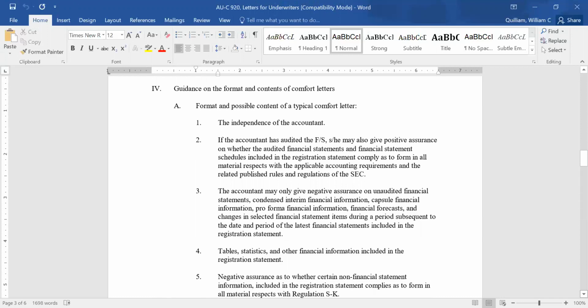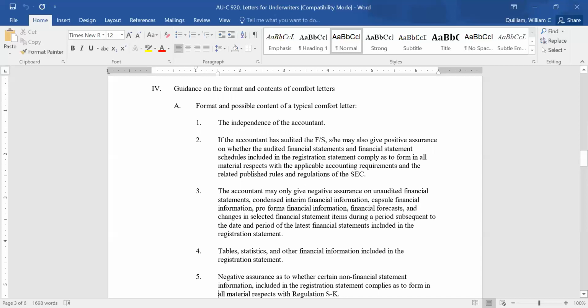If the accountant has audited the financial statements, which we practically will, the accountant may also give positive assurance on whether the audited financial statements and financial statement schedules included in the registration statement comply in form in all material respects with the applicable accounting requirements and the related published rules and regulations of the SEC. So again, positive assurance on audited financial statements or something derived closely from them.